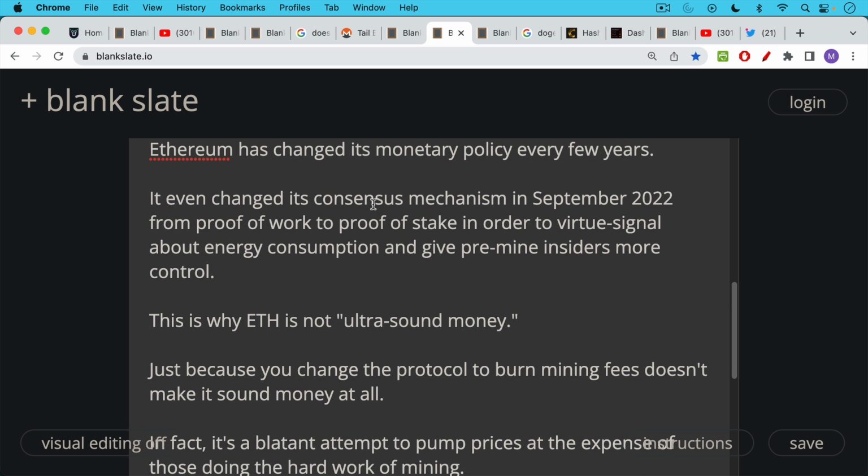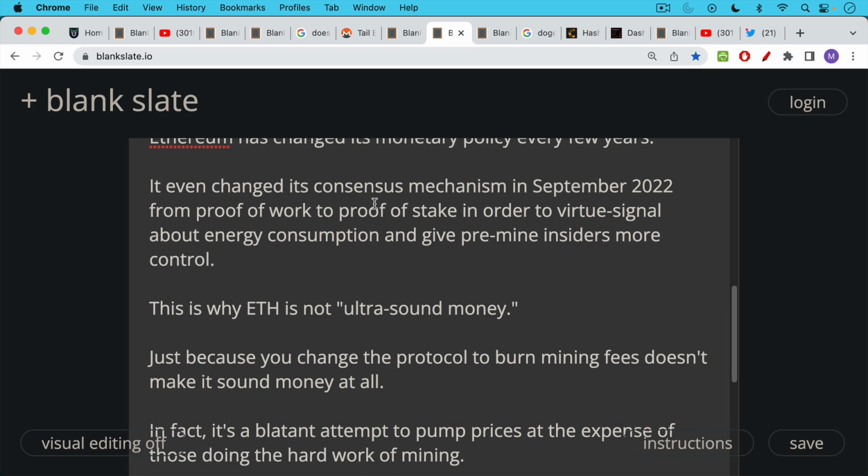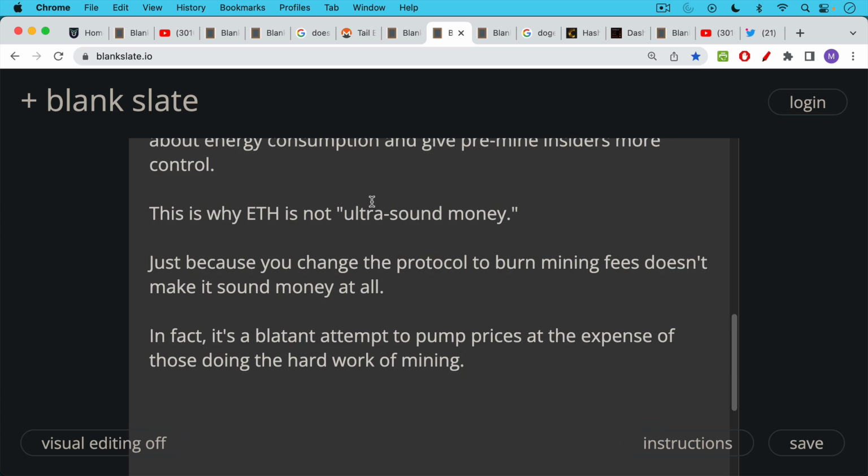Just because you change the protocol, just because ETH was changed a couple of years ago to burn mining fees and try to make it deflationary, this doesn't make it sound money at all, because sound money doesn't have this precedent of the monetary policy being changed again and again. And in fact, this EIP, I forget which one it was, where you burn the mining fees, really is just a blatant attempt to pump prices at the expense of those doing the hard work of mining and securing the network. So ETH is not ultrasound money.